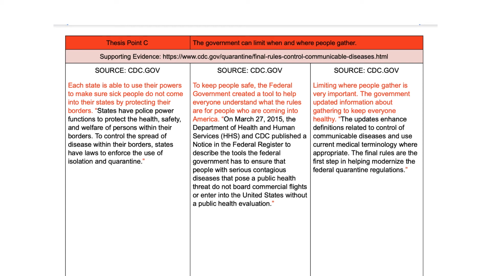The CDC updated their information so people understand what's going on. And in order for people to understand what's going on and to have updated medical terminology, they made sure that the rules that are governing everything right now, so basically the rules that are saying what we can and cannot do, include current and most up-to-date medical information and terminology. So that information, updated and published by the government, helps the government to be able to quarantine and isolate, which limits when and where people gather.